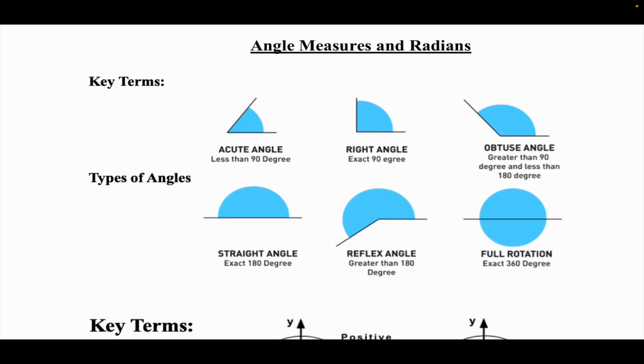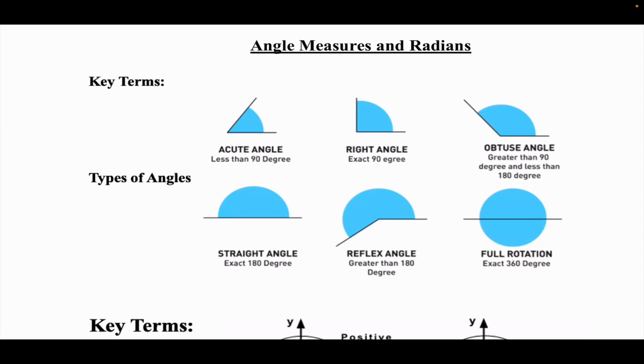So the types of angles. Acute angle, less than 90. Right angle is exactly 90. Obtuse angle means bigger than 90 but less than 180. A straight angle is 180. Reflex angle is more than 180. And then a full rotation is 360 because it makes a circle. A circle has 360 degrees. That's why it's a full rotation.